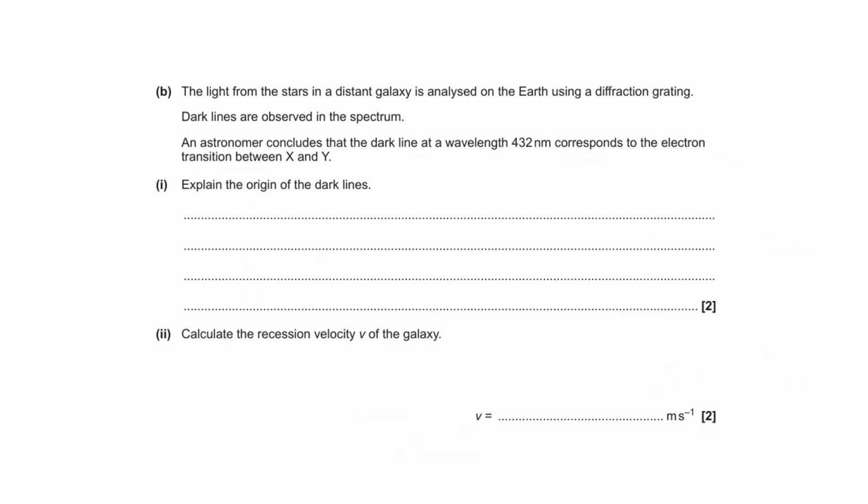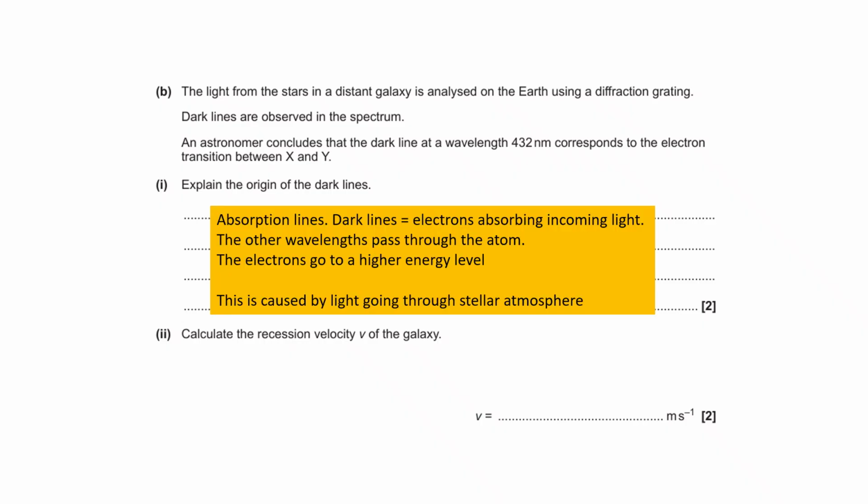Okay, so I'm just going to read out the question. Here it says, explain the origin of the dark lines. So the answer is that the dark lines are caused by the electrons absorbing the incoming light. The other wavelengths just pass through the atom. The electrons go to a higher energy level, and this is caused by the light going through the stellar atmosphere.